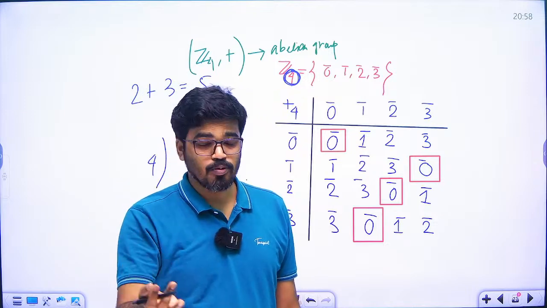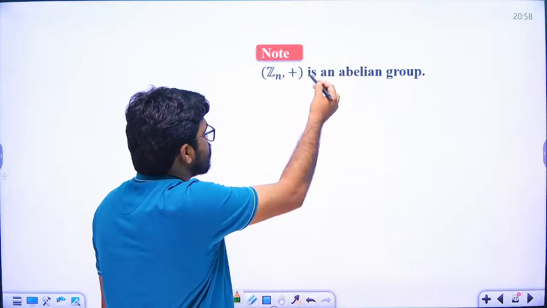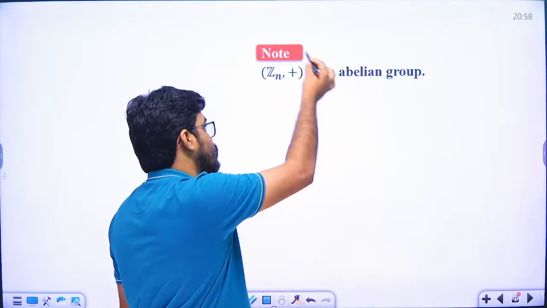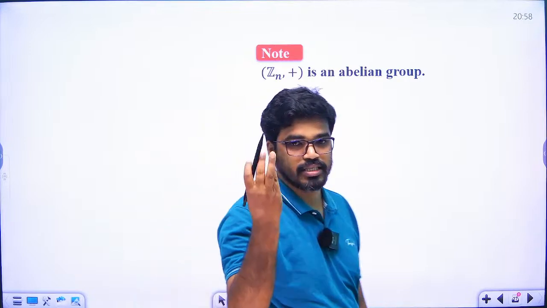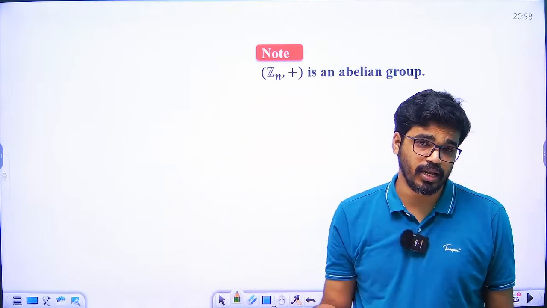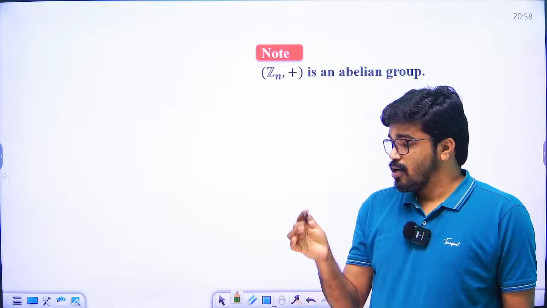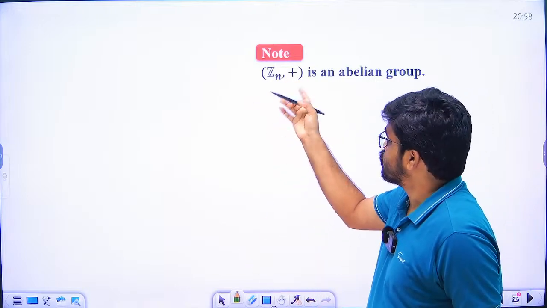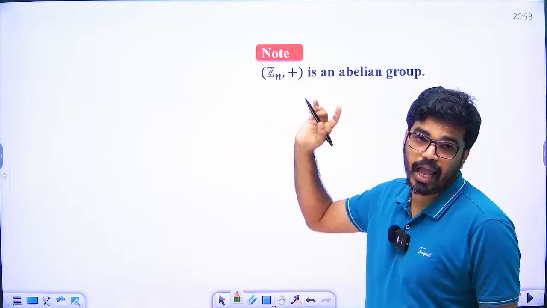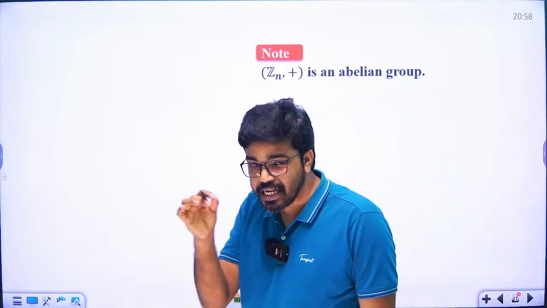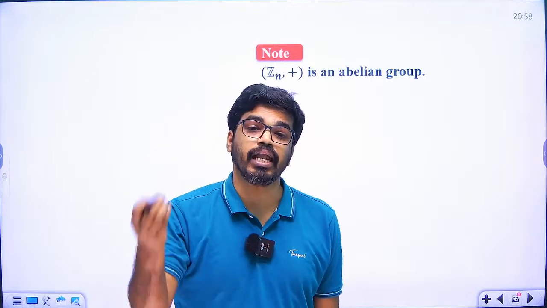Z4 is an abelian group. So similarly, we conclude that Zn with respect to addition is an abelian group. We prove that Z3 is an abelian group, Z4 is an abelian group with respect to addition, right? Okay. So similarly, by induction, we can say Zn is an abelian group with respect to addition. Here, basically, addition means addition modulo n.